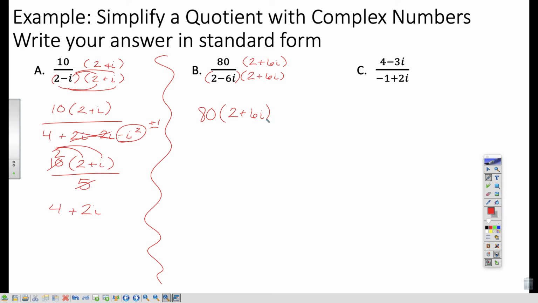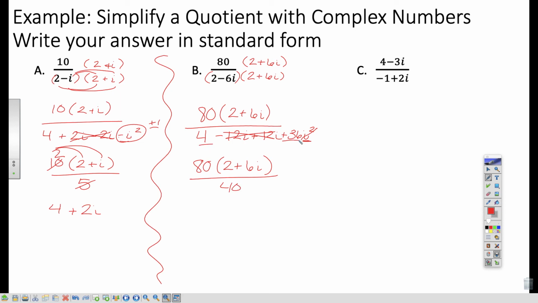So my numerator is 80 times the quantity 2 plus 6i, yes? Good. Okay, my denominator, when I FOIL it out, I should get 4 minus 12i plus 12i minus 36i squared. So the middle terms zero out. This i squared makes this say what? Positive 36, not 26. Okay? So then I have 80 times 2 plus 6i all over 4 plus 36, so 40.